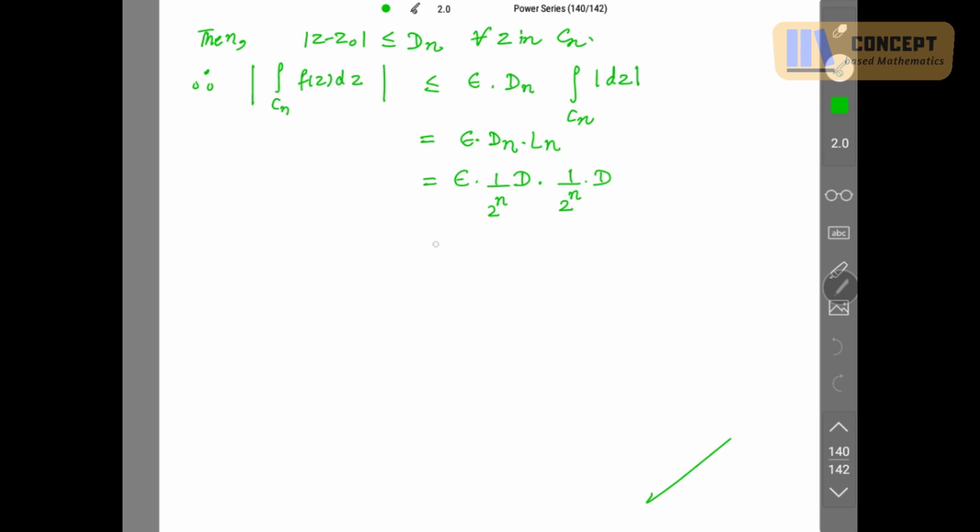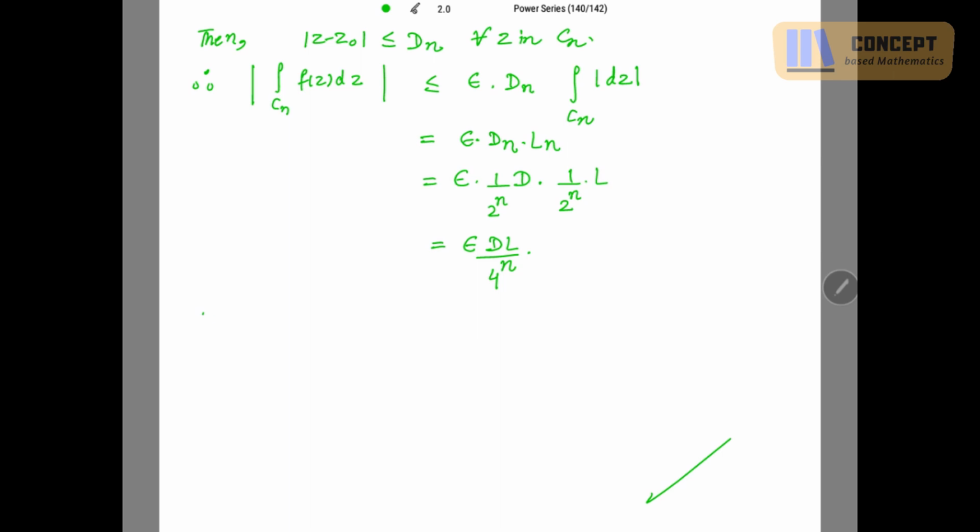Next, this is equal to, sorry, this is L, not diagonal, because parameter is denoted by L. So this is L, where D is the whole diagonal of the given rectangle C and L is the whole parameter of the given rectangle C, that rectangle which is subdivided into further so many congruent rectangles. So this is epsilon DL over 4 the power n.